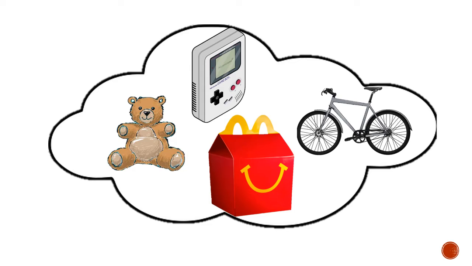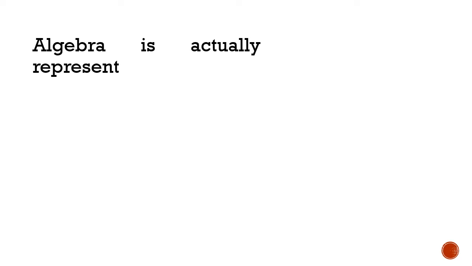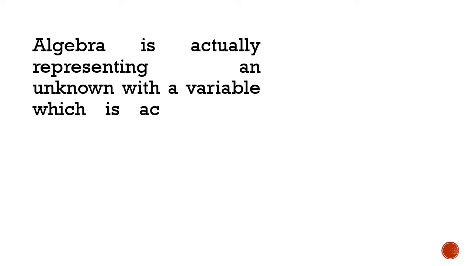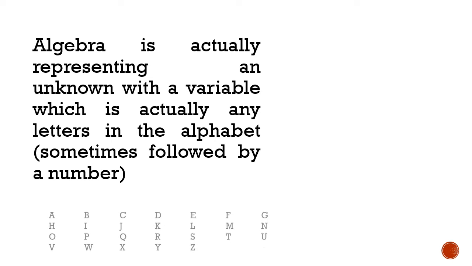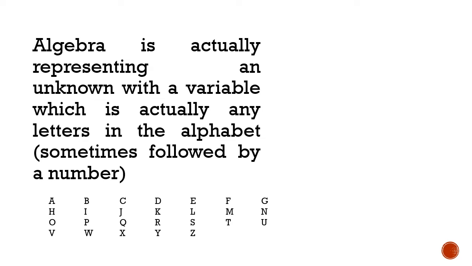So based on our concept, what is now the meaning of algebra? For me, algebra is representing an unknown with a variable, which is any letter in the alphabet, okay? From A to Z. Sometimes it is followed by a number. If you love letter A, you can use letter A for the whole equation, but we just follow it by a number. For example, A1 until Z1, A2 until Z2, A3 until Z3, and so on and so on.